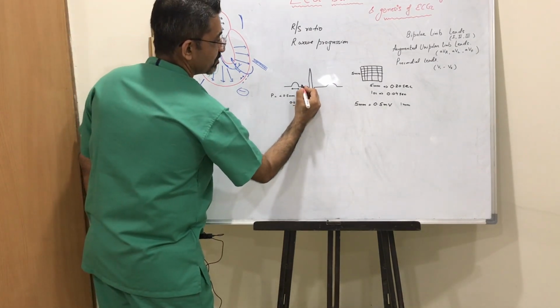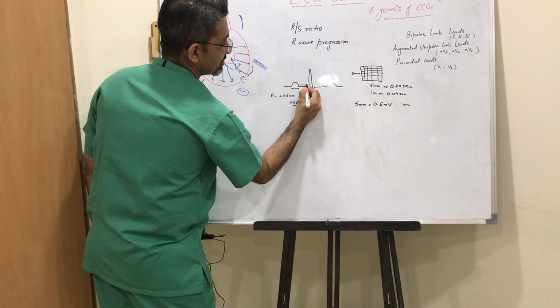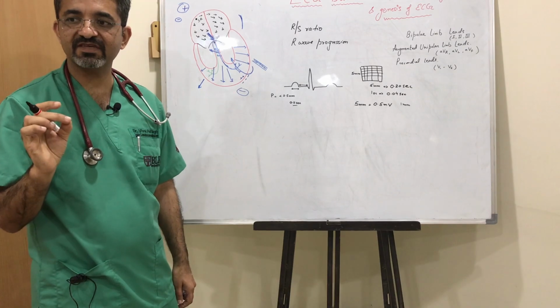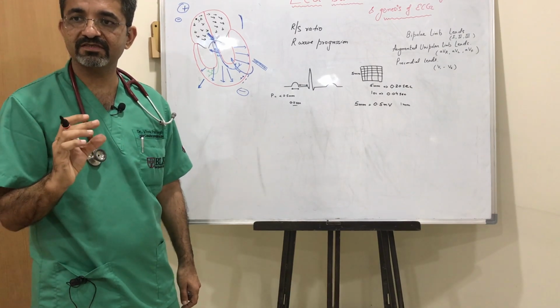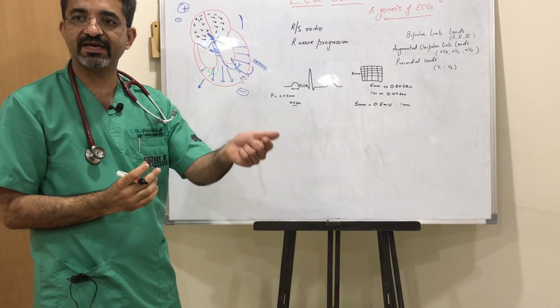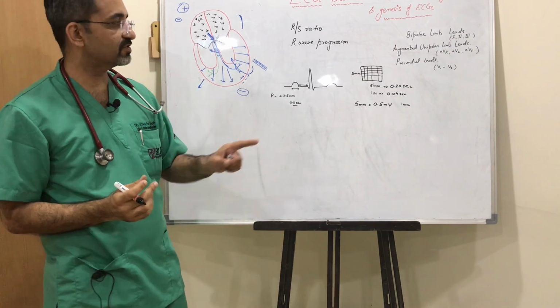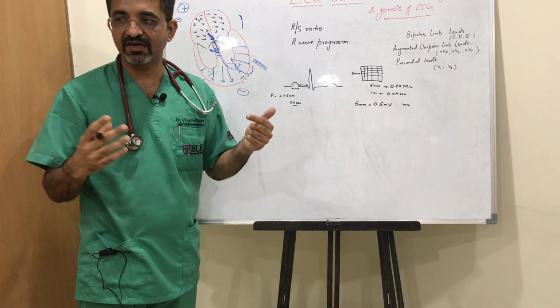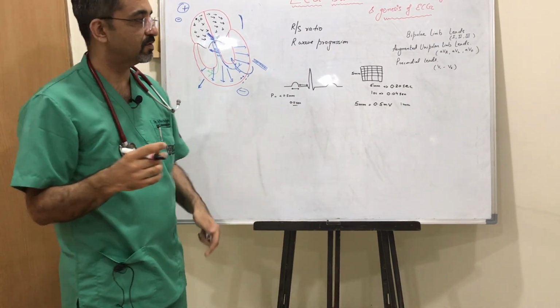Now you have your PR segment. This is your PR segment. We already discussed in brief that the PR segment's importance is in atrial infarction and atrial ischemia, because till this point the current has not passed into the ventricles, so we can't tell about the ventricles.